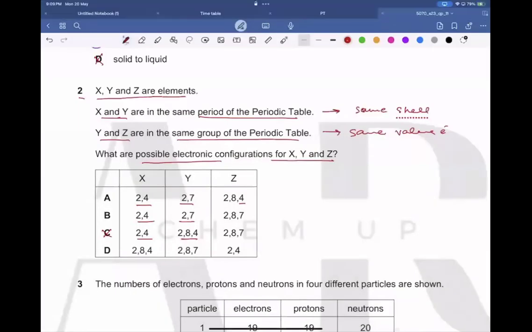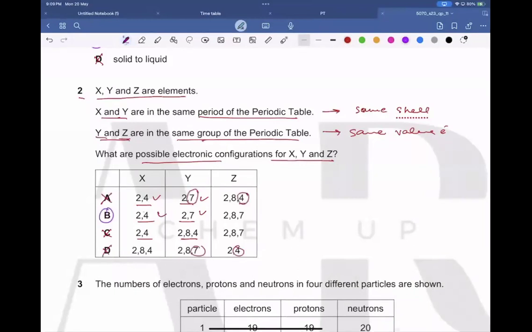Okay. So X and Y are in the same period. So see here and here it's correct. And they are saying Y and Z are in the same group. So Y and Z, see, they have a different number of electrons in the valence shell. So A goes wrong. And for the same reason, D goes wrong. So yes, B is the correct answer.